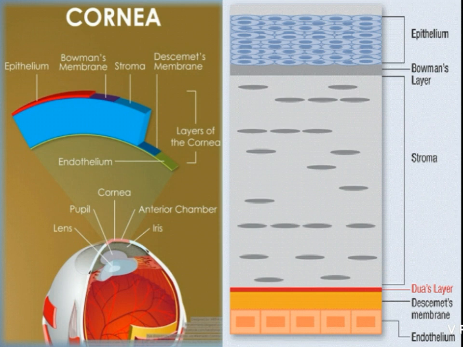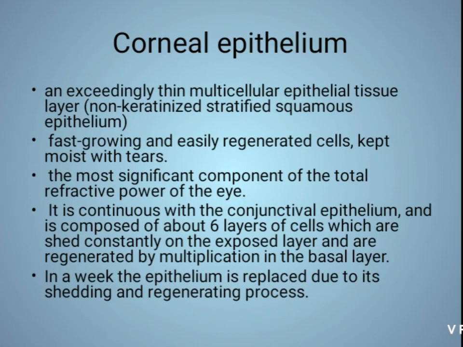As you can see, the first layer, the epithelium layer, contains many cells or many layers in it. Then the Bowman's layer, and the widest part of the cornea is the stroma layer. It contains around 70% of the cornea, and of that, 90% is water. Then Dua's layer, Descemet's membrane and the endothelial layer, as you can see here. Now we are going to discuss each layer one by one. So first we start with the corneal epithelium.